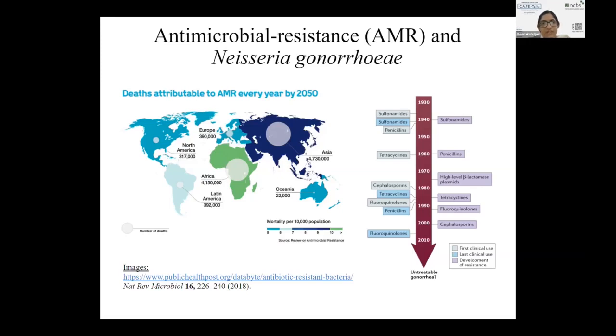And with respect to Neisseria gonorrhoeae, we've been seeing that in the 1930s, sulfonamides were the major drugs using which Neisseria was treated, and by the 1940s resistance had already developed. And by now, the last line of treatment, which are fluoroquinolones and cephalosporins, we see that resistance has developed to these last line of treatment as well. So it's very important to understand what causes the resistance and what are the resistance determinants and markers.